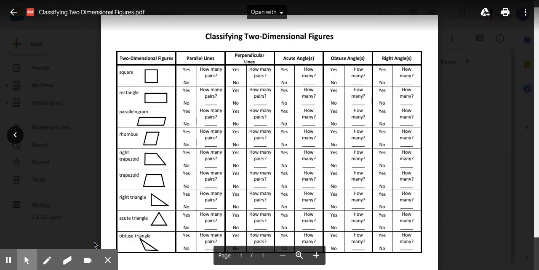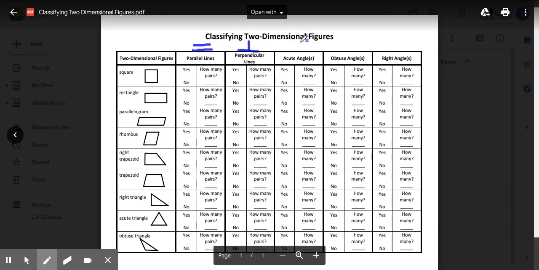The second thing we're going to talk about is classifying other two-dimensional figures by whether or not they have parallel lines, perpendicular lines, acute angles, right angles, or obtuse angles. As a reminder, parallel lines are lines that run straight across and never touch. So they're going to run straight across like this, and they're never going to touch. Perpendicular lines are two lines that cross and they form a right angle when they cross. So they look like that.